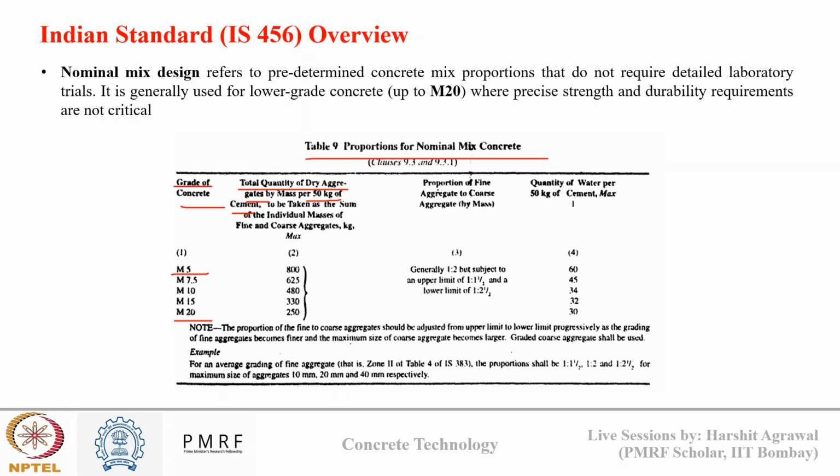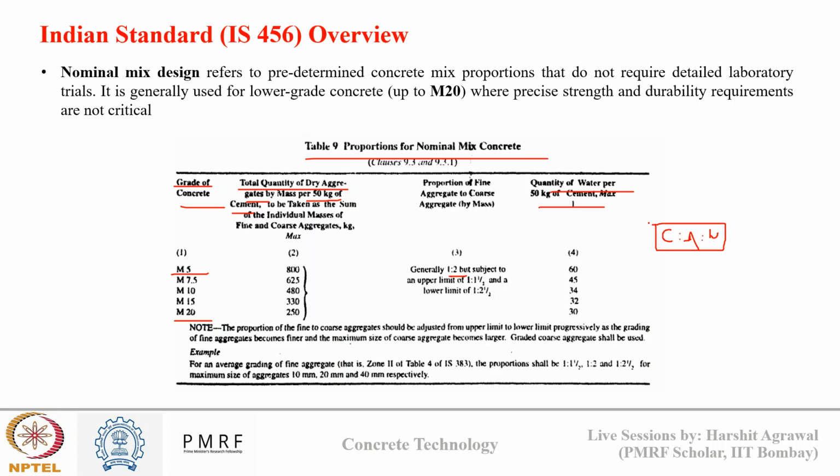Then the proportion of fine to coarse aggregate is also given, that is usually 1 is to 2, but it can be between 1 is to 1.5 and 1 is to 2.5. And the quantity of water to be added is also mentioned. Okay, so for a specific cement quantity, we know the aggregate quantity, we know the aggregate proportion, and we know the water quantity. That's why we say it is a proportion based mixture design, and we opt for nominal mixture for low grade concrete.